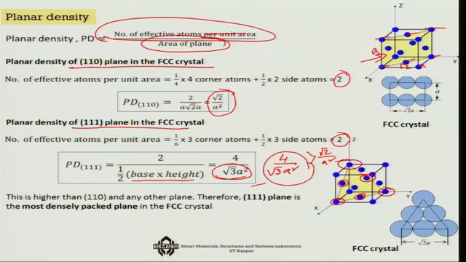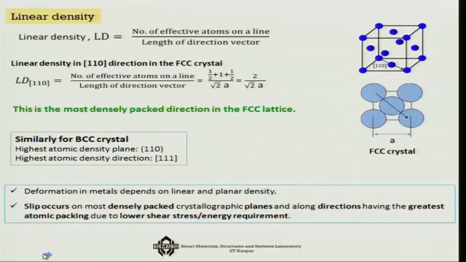As a result, you can say that the 111 plane, this diagonal plane, is more densely packed, definitely than 110, and you can check all other planes and you will see this is actually the most densely packed plane. This you have done for one case, similarly you can do it for the other cases.